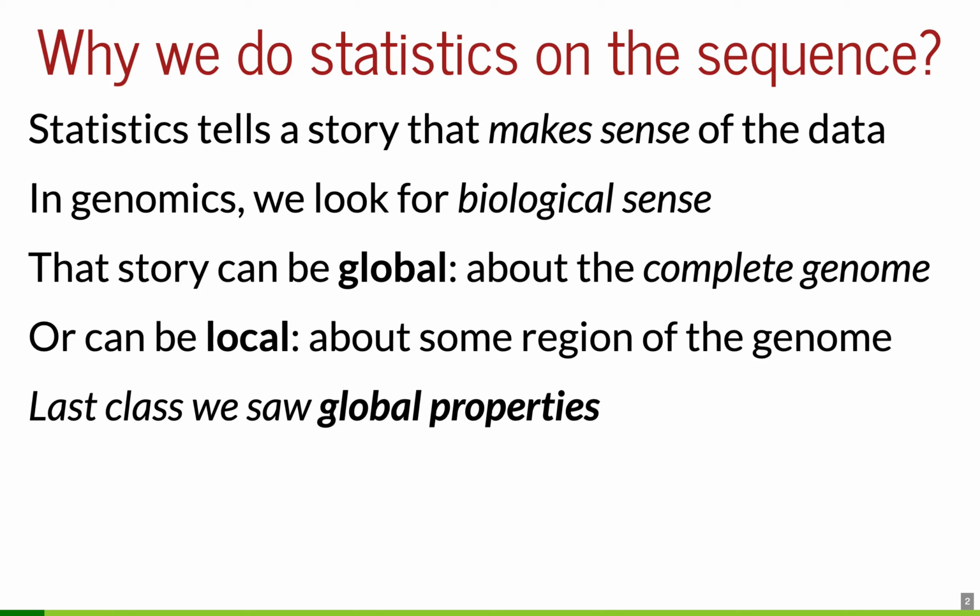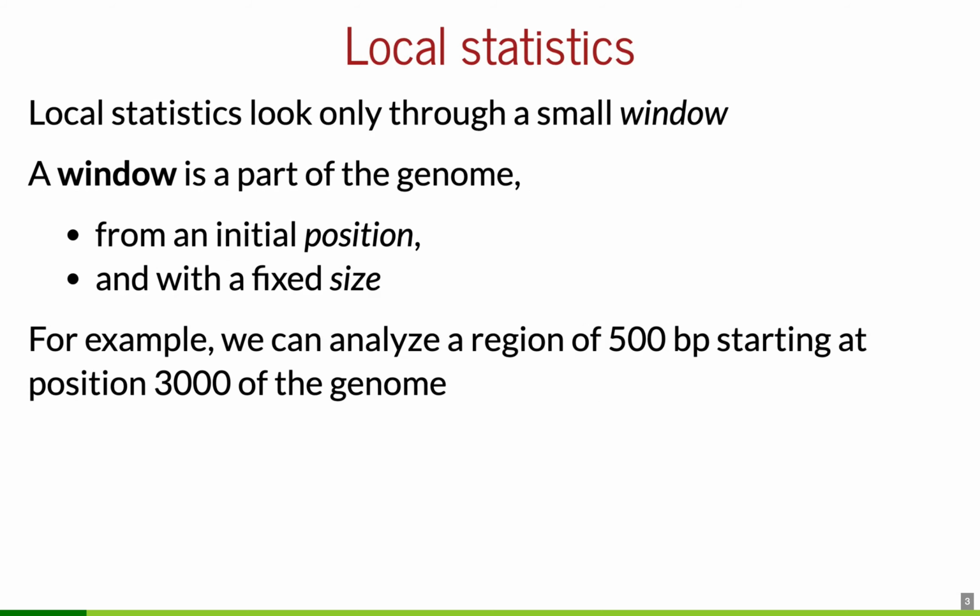In the last class, we talked about global properties like GC content and GC skew. Now, for local statistics, we are going to introduce a new concept. We are going to speak about a window that represents a part of the genome from an initial position and with a fixed size. For example, we may like to analyze a region of 500 base pairs starting at position 3000 in the genome.